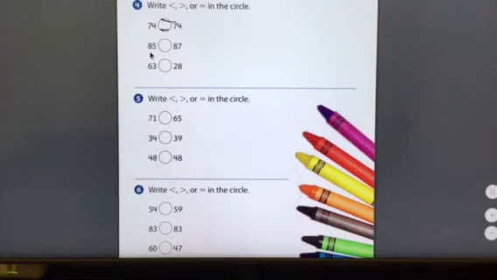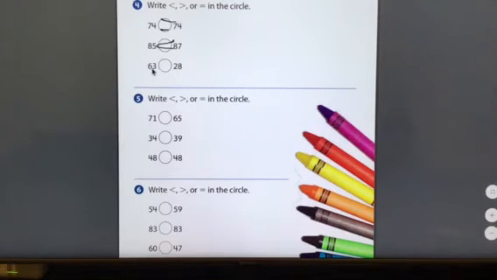Next, you have 85 and you have 87. First, you look at the tens place. You have an 8 here and you have an 8 here. When the number is the same in the tens place, then you need to look at the ones. Here you have a 5 and here you have a 7. Is 5 less than or greater than 7? 5 is less than 7. So your symbol inside this circle should be going this way. 85 is less than 87.